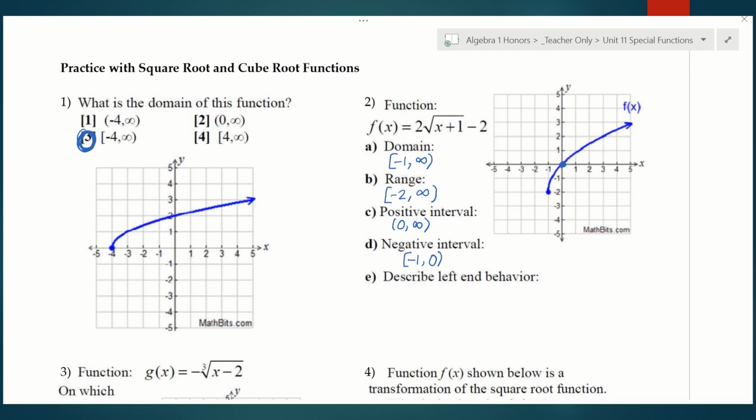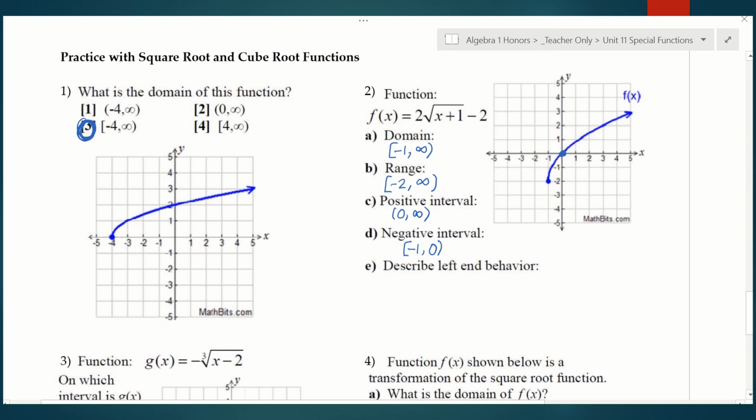Now, when it asks you to describe the left end behavior, what that means is looking at the left, this point right here, what's happening there? So left end behavior is what's happening at that end. We would just say as x approaches -1, y approaches -2. In the other examples we were saying as x approaches infinity, y approaches infinity. If this was asking for the right end behavior, that's what we would have said. But the left end behavior, it stops. It doesn't keep going, and so we don't have any infinities to put in there.